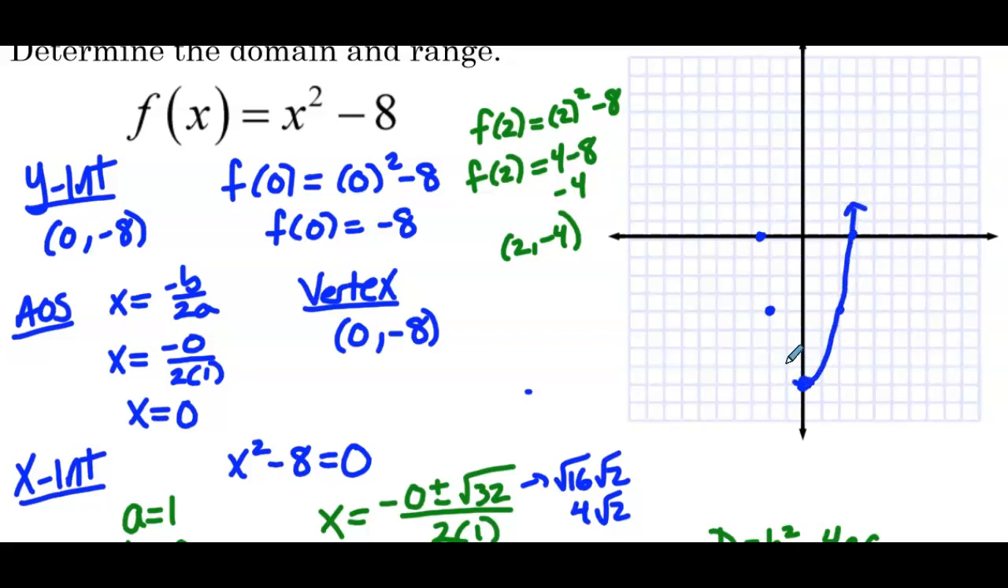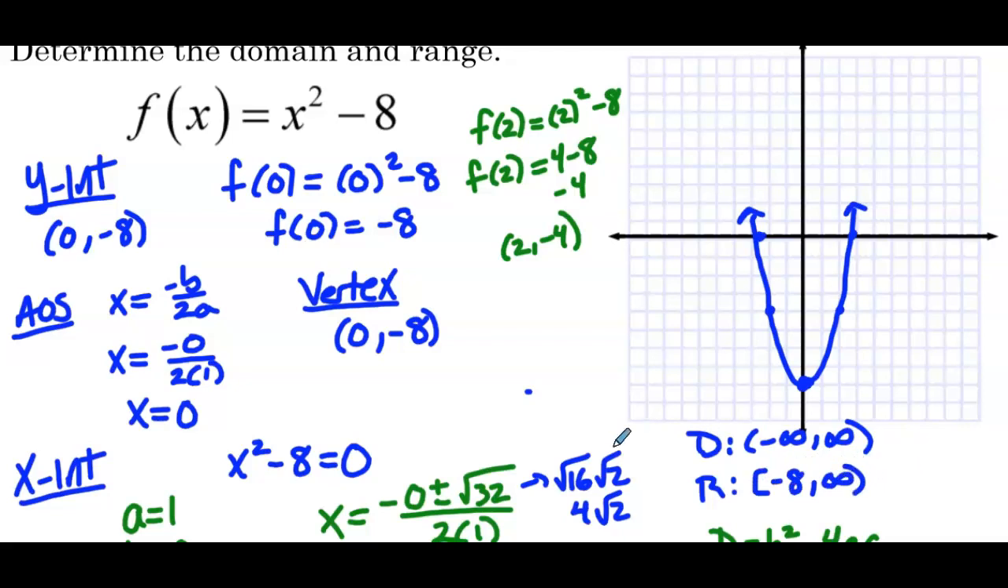So we can draw our parabolic curve. And lastly, the domain is all reals. And the range is any y value greater than or equal to -8. So we'll go bracket -8 to infinity.